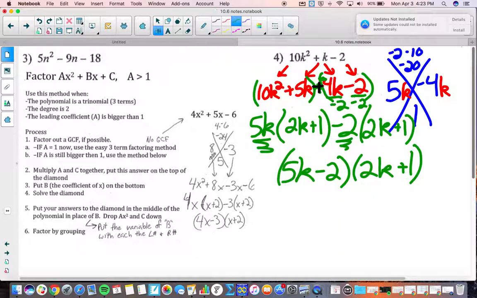And then this multiplication gives you 10k squared. So when we distribute the terms respectively as we should, and we simplify, we get 10k squared plus 1k, or k, minus 2. That is totally the correct answer. Whew.